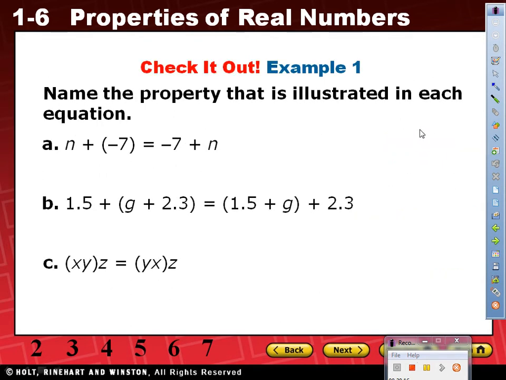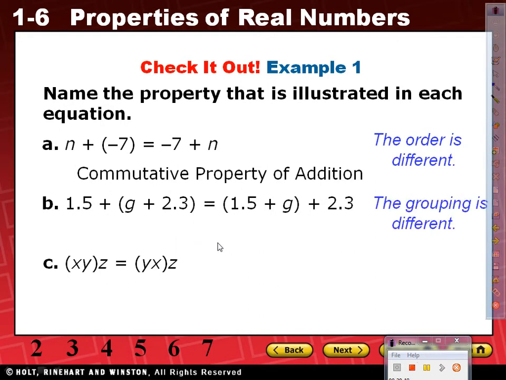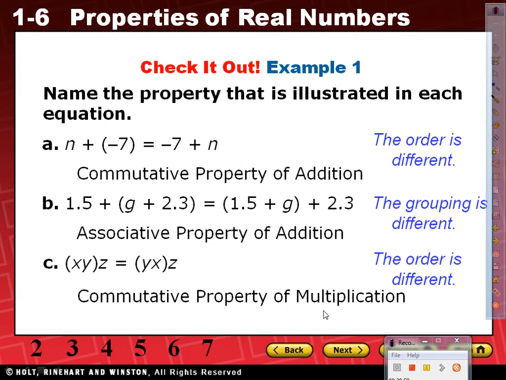Look at these. You don't have to copy them. Just look at them. Let's see if your noodle can absorb what they are. Think about it. Okay, let's see. Who saw that this one, the order changed? Who saw that it's addition? So therefore, this is commutative property of addition. Look at this one. Did the order change? No. So all they're doing is grouping differently. So this is associative property of addition. Look at these. Did the order change? Yeah, so this is commutative property of multiplication. Have we got it? Okay.